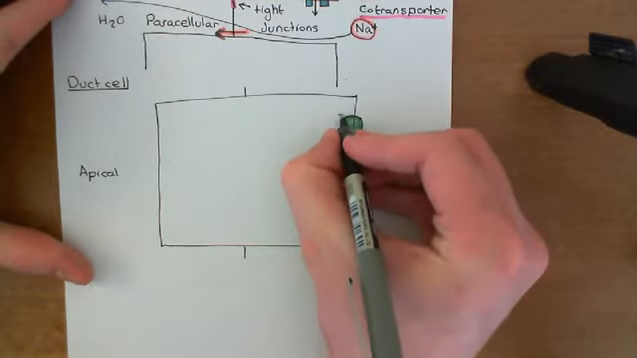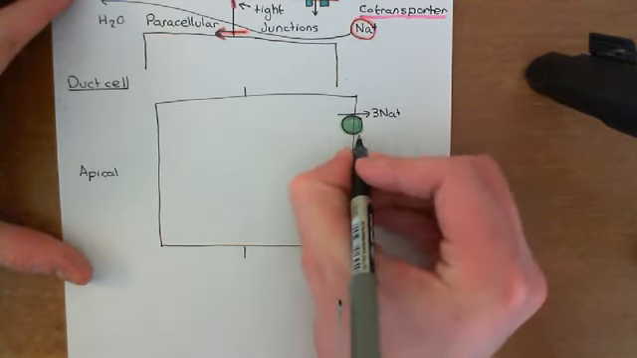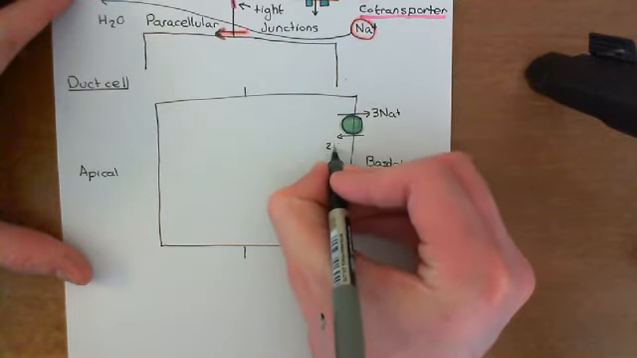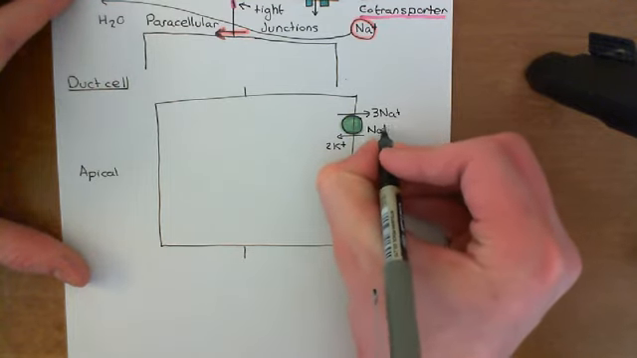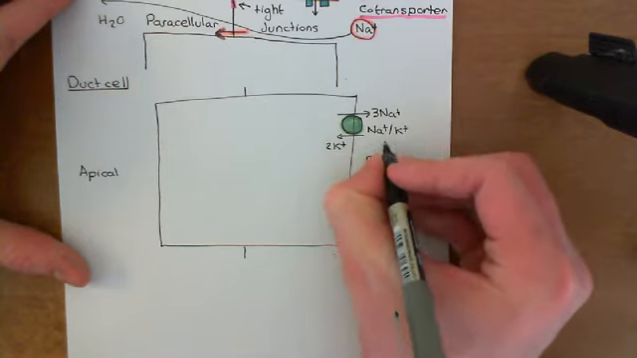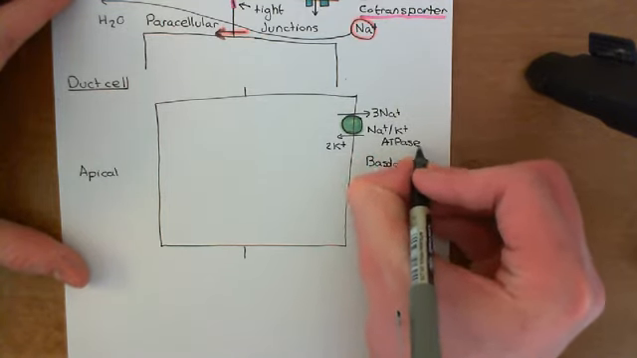Okay, so we'll be chucking 3 sodiums out and 2 potassiums in, and that's producing the concentration gradient of sodium and potassium across the cell membrane. Okay, so note again that it's located in the basolateral portion of the membrane of these duct cells.